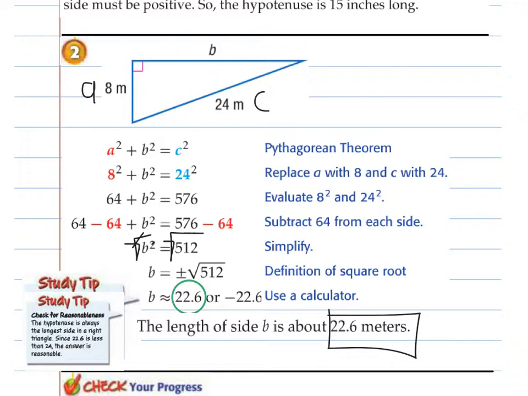A quick little study tip that's really a good idea to think about is that the hypotenuse, c, is always our longest side in a right triangle. Since 22.6 is less than 24, that is a reasonable answer for b. If we had gotten the answer of b equals 26, we automatically would know that's wrong because c, the hypotenuse, has to be the longest side in a right triangle.